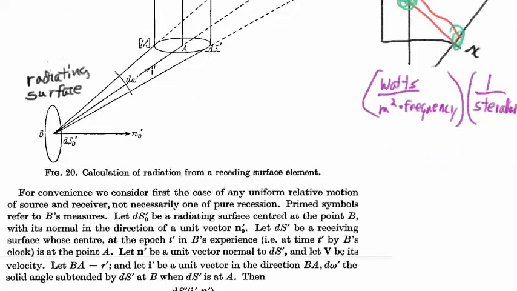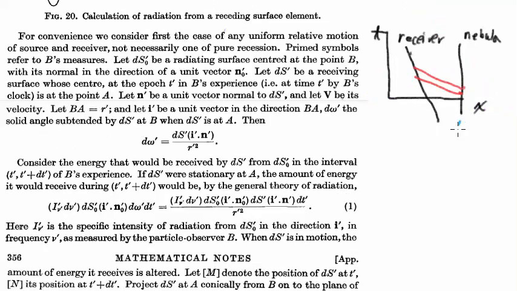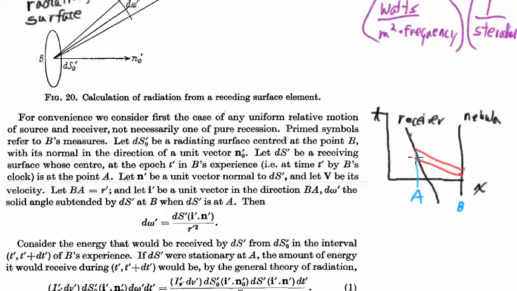Let ds prime be a receiving surface whose center at the epoch t prime in B's experience, i.e. at time t prime by B's clock, is at the point A. So from a space-time diagram I drew a little bit ago, that would be point B, and this would be point A, where the emission signal arrives, I think.